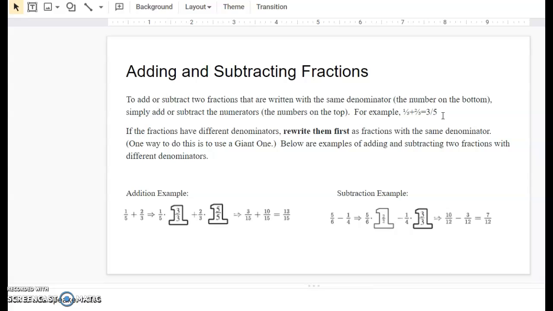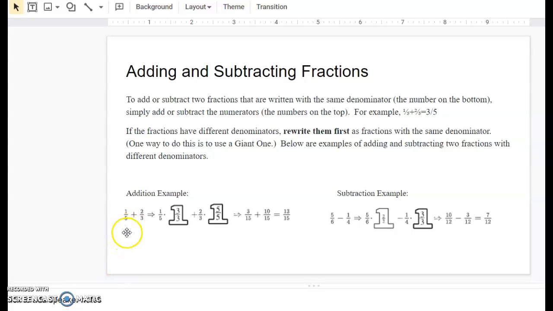If the fractions have different denominators, you have to rewrite them first as fractions with the same denominator. One way to do this is to use a giant 1, like we have been practicing. Below are examples of adding and subtracting two fractions with different denominators. So here is our addition example.